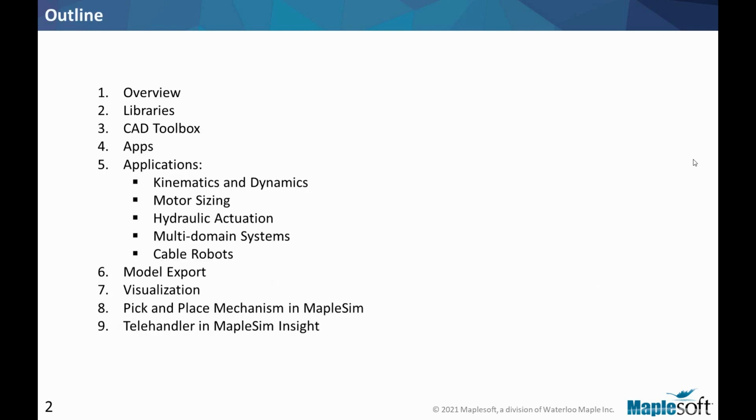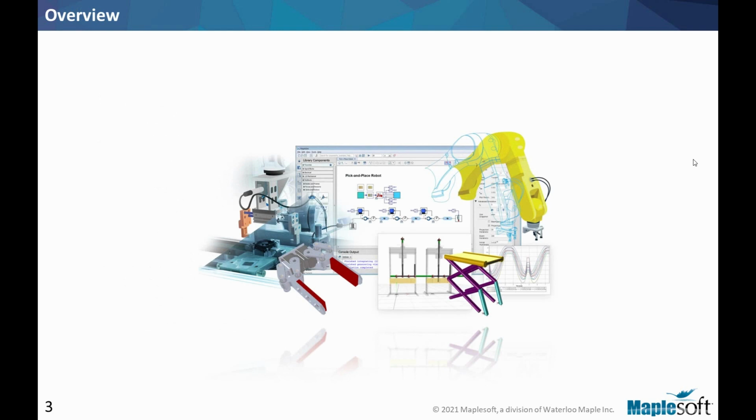So a brief outline of today's webinar. First, I'm going to give you an overview of our toolchain and how it is applicable to automation. Then I will talk about the engineering libraries in MapleSim. I will briefly touch on the CAD Toolbox and the apps. We're also going to review a few applications and model export and visualization, and also finally finish off with 2 examples.